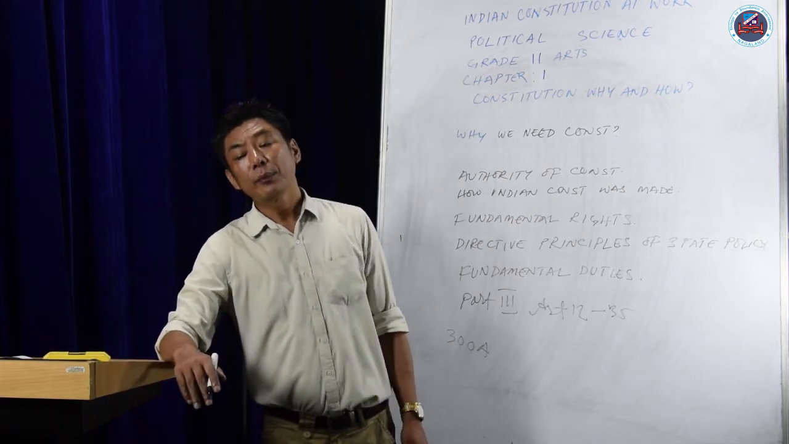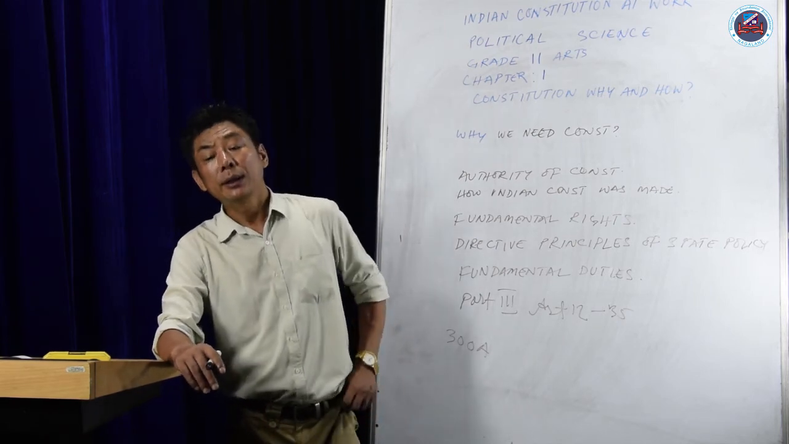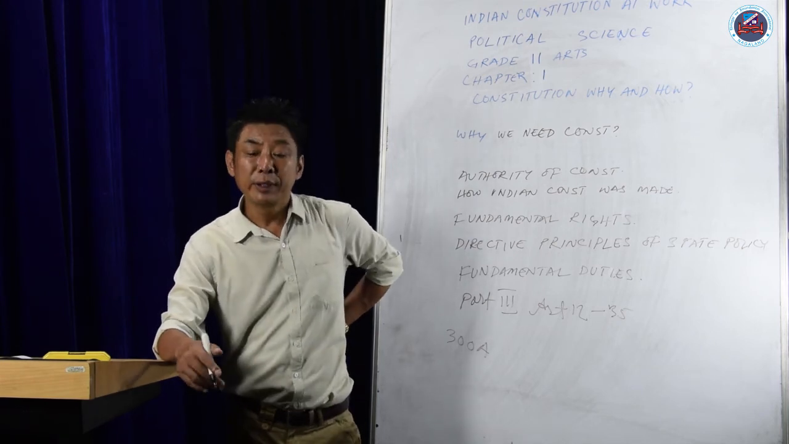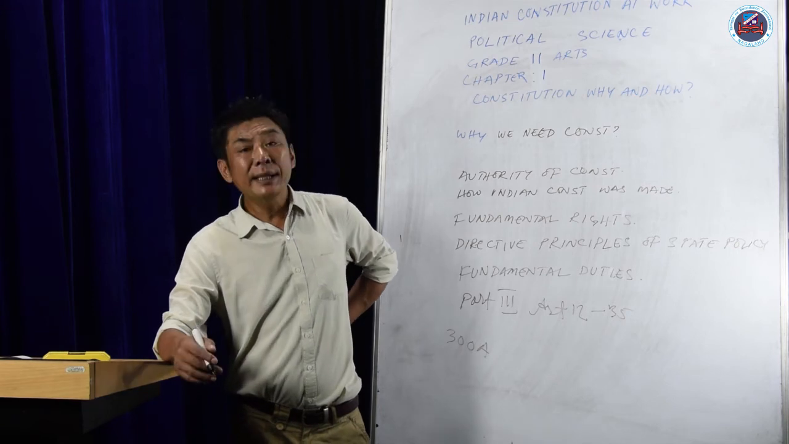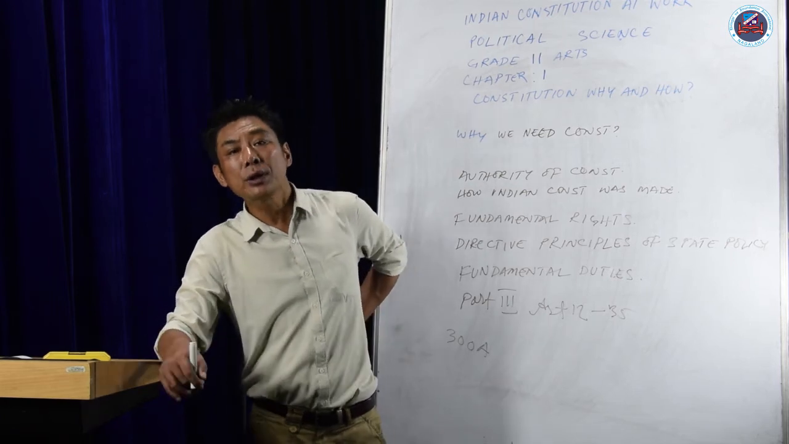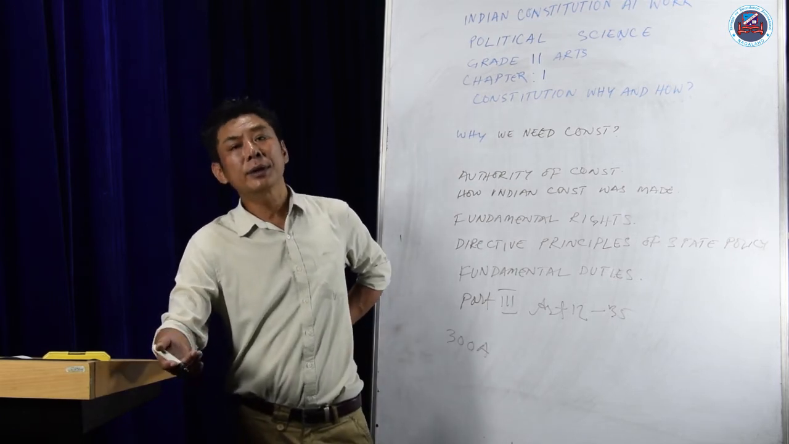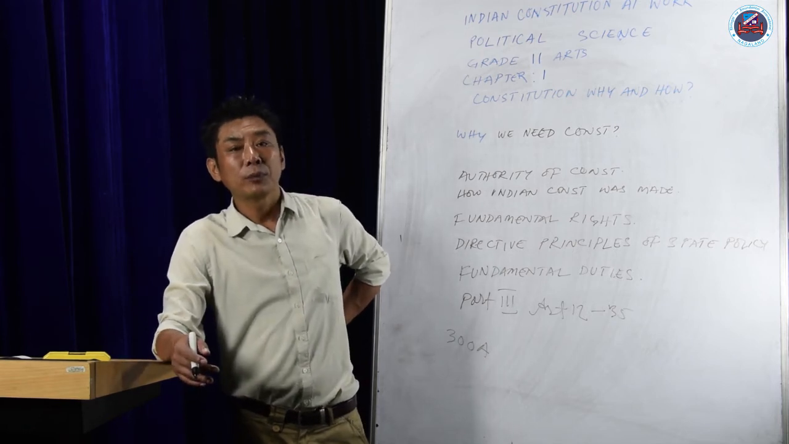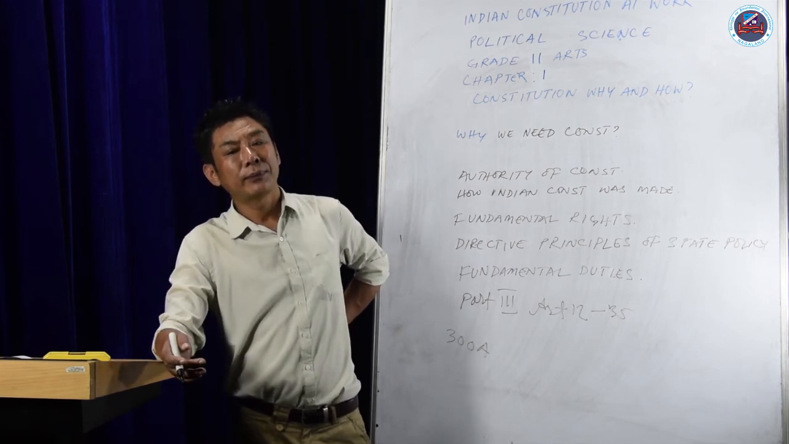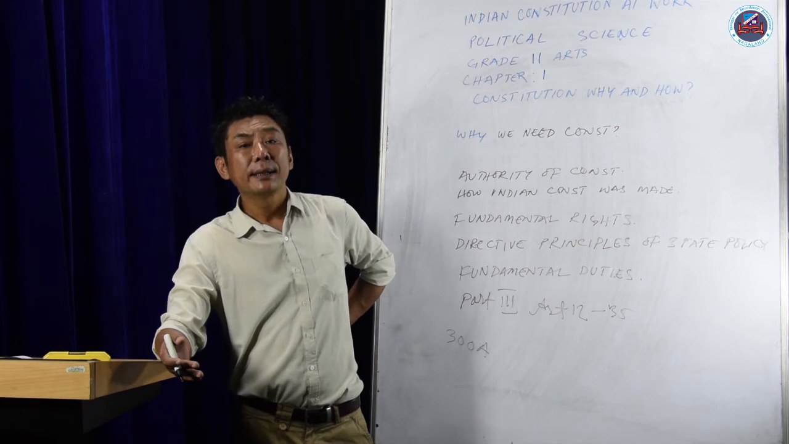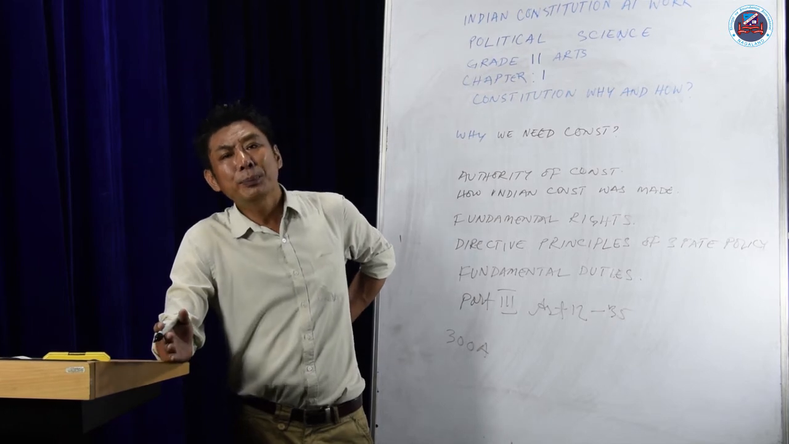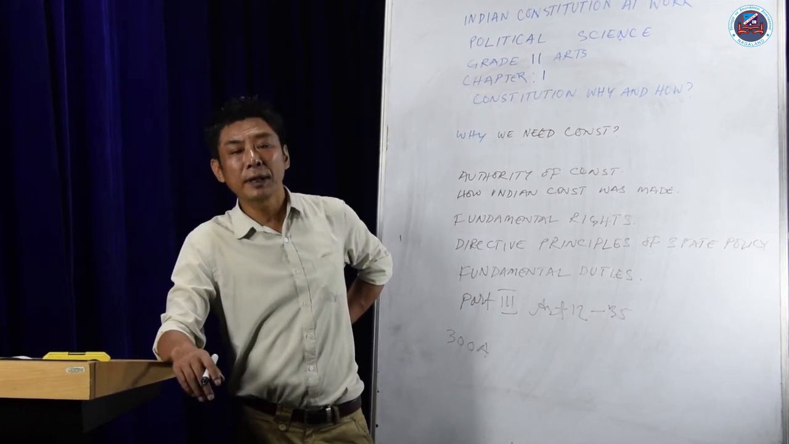Then lastly, we have the right to constitutional remedies. This right covers Article 32 to 35, and this right has been called the heart and soul of the Indian Constitution by the father of the Indian Constitution, Dr. Bhimrao Ambedkar. Why is this right to constitutional remedies so important? The reason is this: it is the right which provides protection to all the fundamental rights.